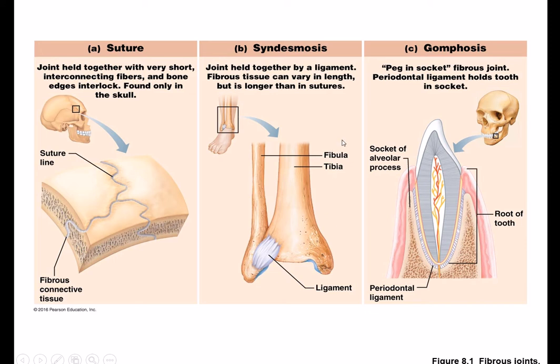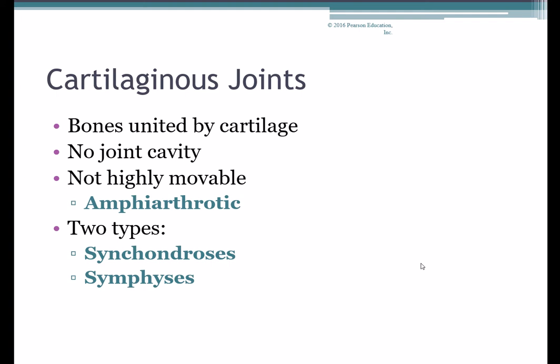And then we have gomphoses, which is your tooth in the alveolar processes of your maxillae and your mandible. So they're peg and socket joints. The peg is your tooth, the socket is the alveolar process, and the teeth are secured to that alveolar process through the little periodontal ligament. In terms of cartilaginous joints, the bone ends are united by cartilage.